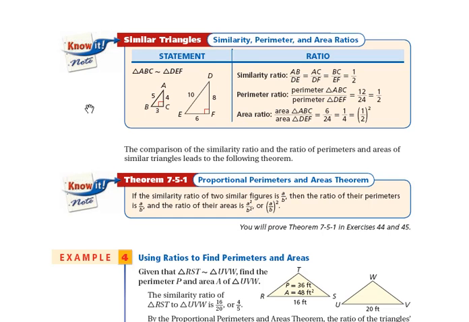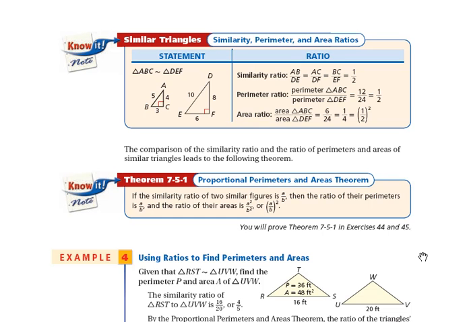And going on here, we have a couple other ideas. Similar triangles. We have all these things happening, and so this is maybe a good thing to jot down in your notes. Similarity ratio, and you can see the comparisons of the sides. Perimeter ratio, and now we're talking about the distances around each of the triangles. And the area ratio, now we're talking about the area inside each of these triangles. You can see how they're compared.